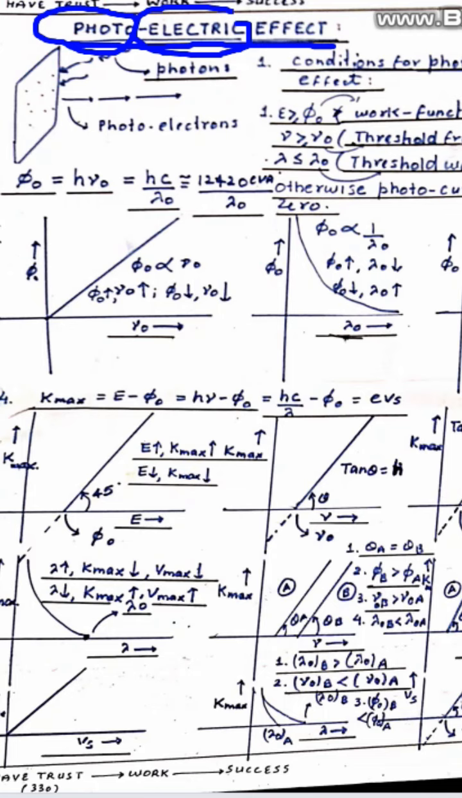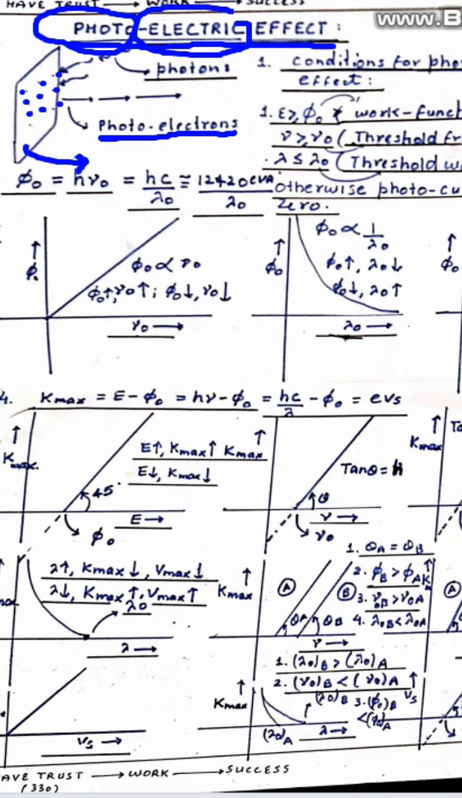Let's study the concepts over here. So suppose this is the metal plate, and on the metal plate there are electrons. So when photons fall on these electrons, they are emitted. They leave the surface of the metal if they have sufficient kinetic energy to overcome the work function. We name these electrons as the photoelectrons. So we'll study in a very optimal, to the point way.